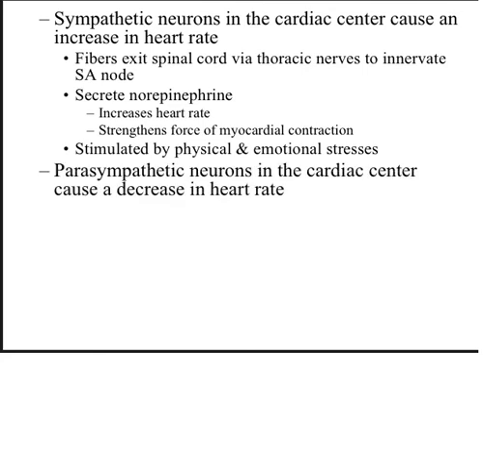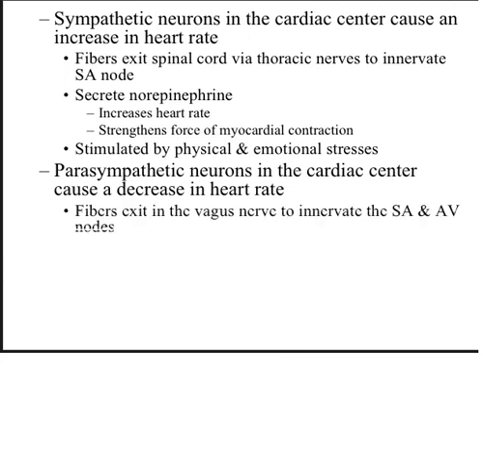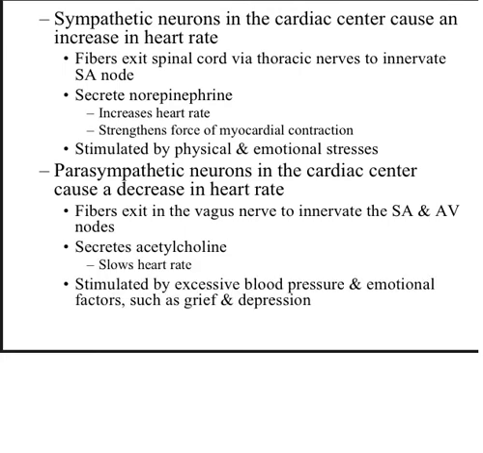The parasympathetic neurons in the cardiac center decrease the heart rate. These fibers exit via the vagus nerve, that's the 10th cranial nerve, and they innervate the SA and AV nodes, and their neurotransmitter is acetylcholine, which slows the heart rate. It's also stimulated by excessive blood pressure and emotional factors such as grief and depression. So, these responses should all make pretty good sense, okay?